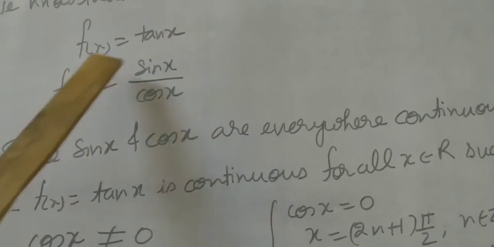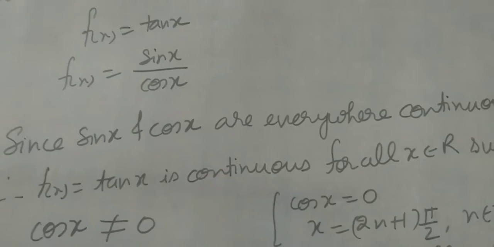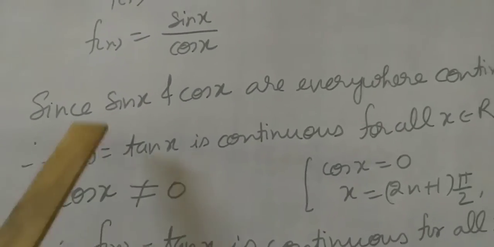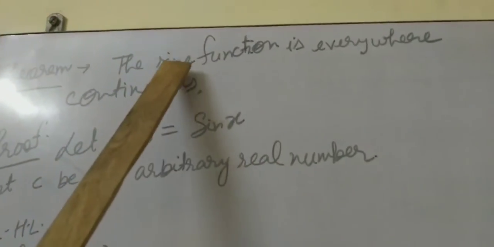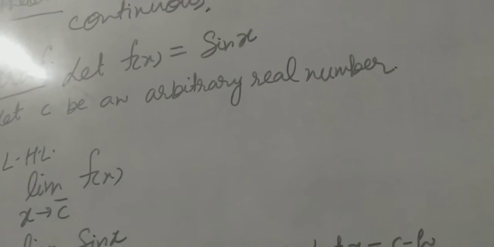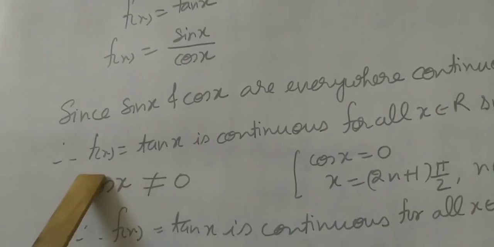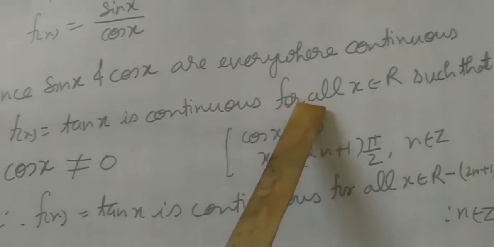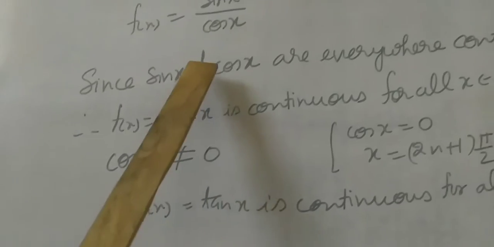Students, now f(x) equal to tan x. f(x) equal to sin x upon cos x. Sin x and cos x are everywhere continuous. Just now we have proved the sin function is everywhere continuous. Similarly, we can prove the cos function is also everywhere continuous. So sin and cos both are continuous, students. Then tan x is continuous for all x belongs to R, such that cos x is not equal to 0.